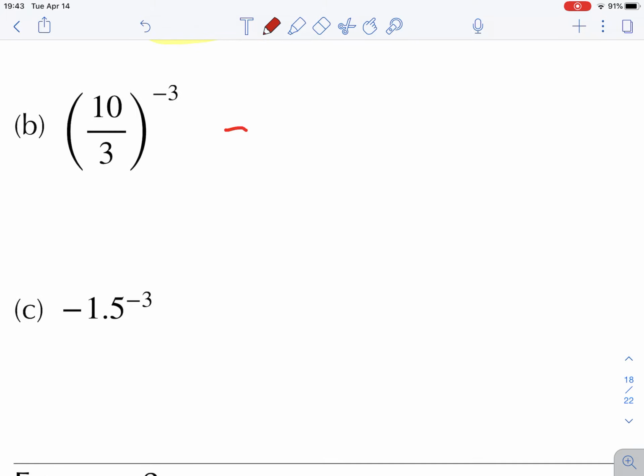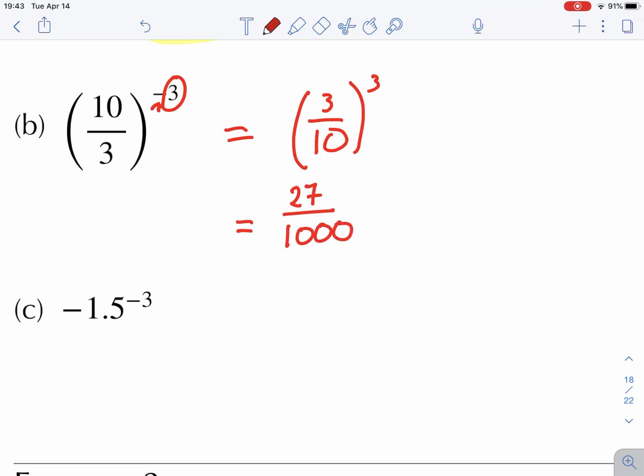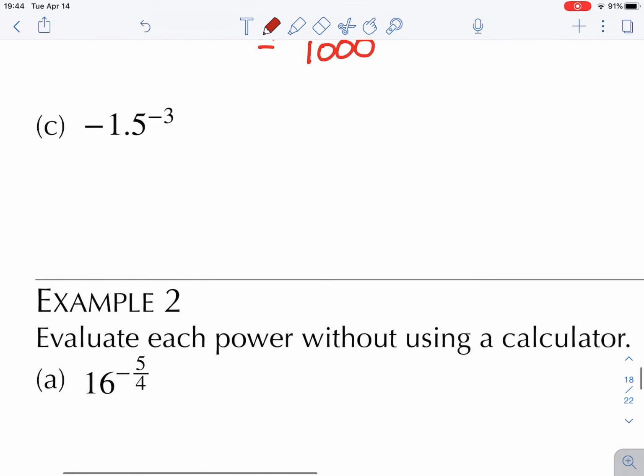All right, now here's how I'm going to think about this question here. The negative tells me to reciprocal it, so I reciprocal it. 3 over 10 to the power of 3. So I did the reciprocal part, I did the negative part. I didn't write everything out this time, I just did the negative part, and then the negative part was gone, I was left with the power of 3. So it's going to equal 27 over 1,000. So the negative told me to reciprocal it, and then the power told me to raise it to that power.